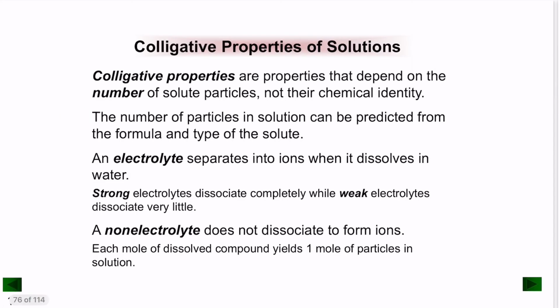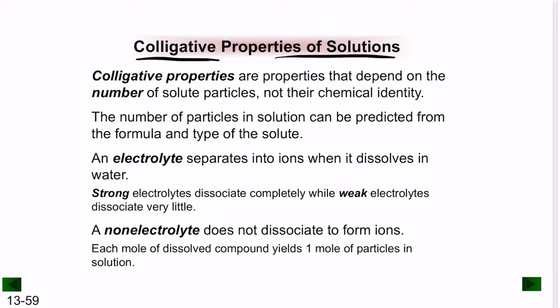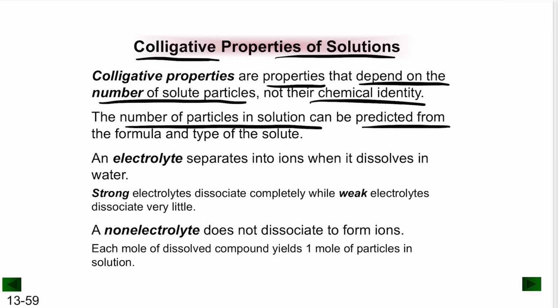Next, let's discuss colligative properties of solutions. What are colligative properties? Colligative properties are the properties that depend on the number of solute particles and not their chemical identity. Remember that these are physical particles. Adding those physical particles changes the actual properties of the solution. The number of particles in the solution can be predicted from the formula and the type of solute.